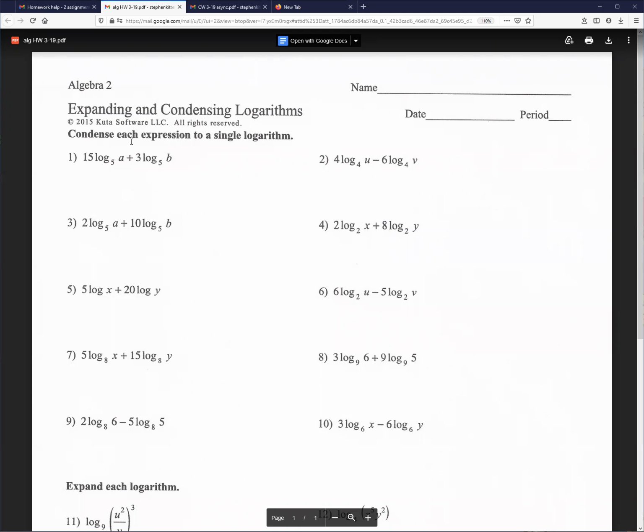So there is your method for condensing and expanding, and I think that should do it. So hopefully I've talked this to death and we don't need to go any further. Good luck, and I hope you do well.